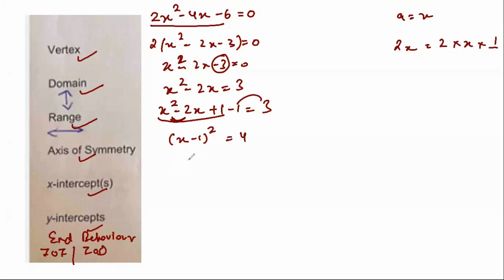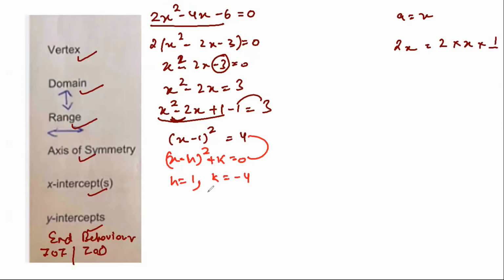My general vertex form is this one. According to that, if I compare this one with this, my h is equal to 1 and my k is equal to minus 4, because 4 is on that side. If I take this to this side, it will be minus 4.